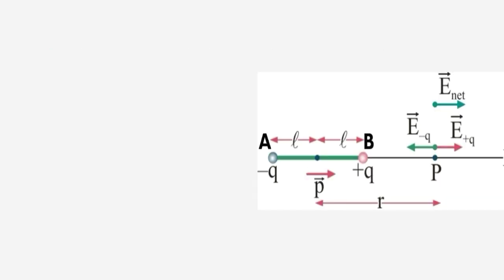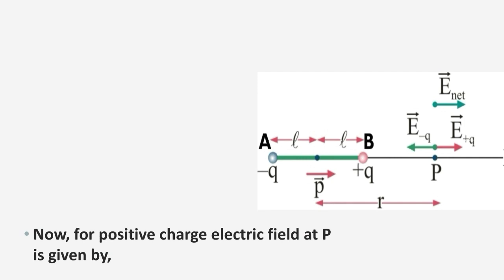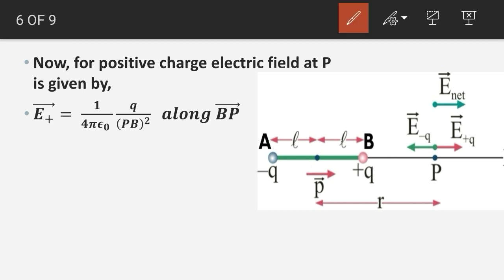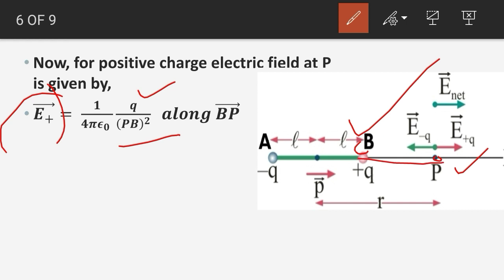Then we shall consider the positive charge and find the electric field due to the positive charge at P. So I will designate it as E plus, which is equal to 1 by 4 pi epsilon 0 Q divided by PB square, because the charge is situated at B and the point of investigation is P, that's why the term BP. So it is PB square.